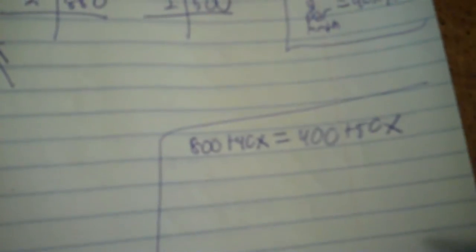Now we write the equation. Now how do you write an equation based off of two lines? Well, you get rid of the y's, and when you make your equation on one side you put 800 plus 40x, on the other side you put 400 plus 50x. Now we can solve for x, but there's two different x's. Are they on the same side or opposite sides? They're on opposite sides.